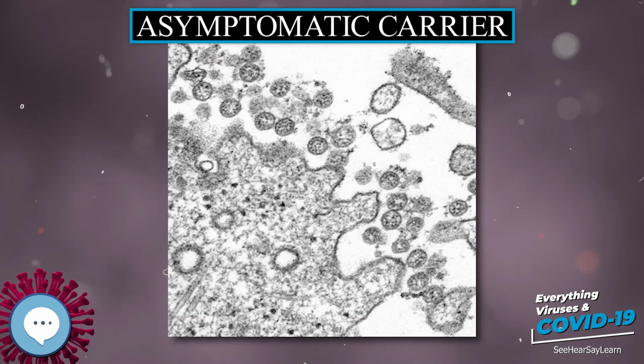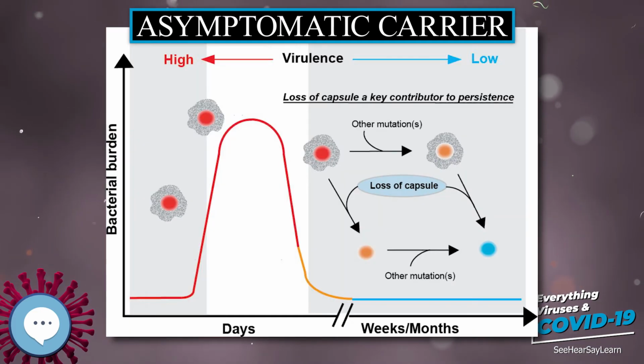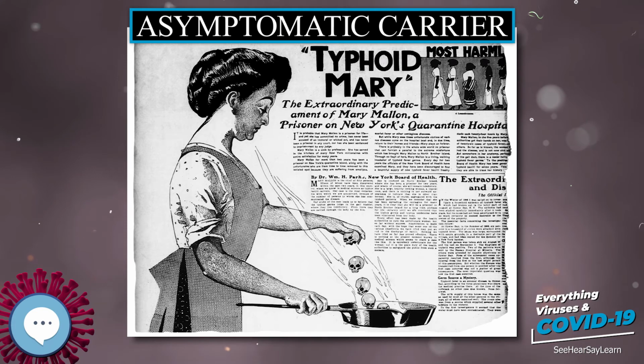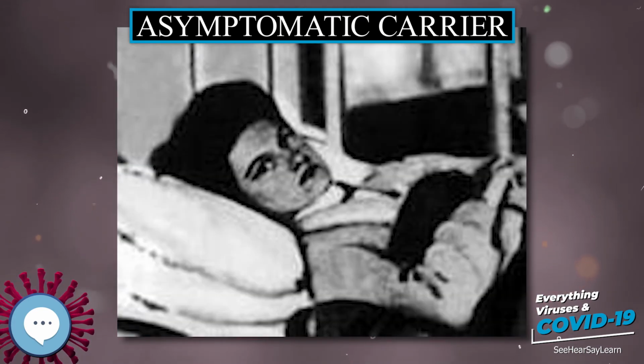Typhoid Mary. Mary Mallon, known as Typhoid Mary, was an asymptomatic carrier of Salmonella enterica Typhi, the causative agent of typhoid fever. She was a cook for several families and soldiers in New York City during the late 1800s, and several cases of typhoid fever were traced to her by the health department.